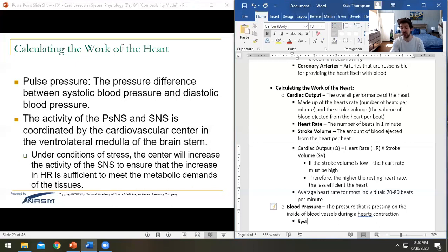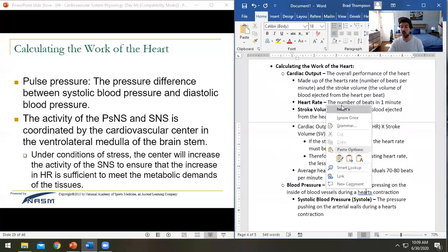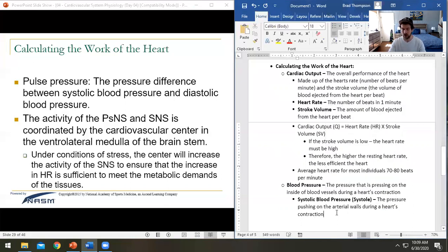It is going to be made up of systolic pressure, which is going to be known as systole. And this occurs during the contraction of the heart. It is the pressure pushing on the arterial walls during a heart's contraction. That's much better. So when your heart contracts, that is systole, right?